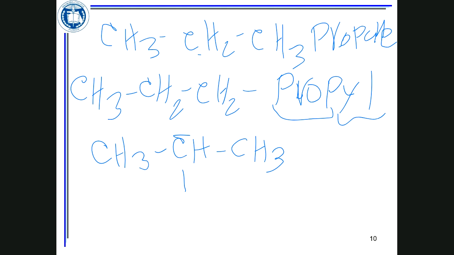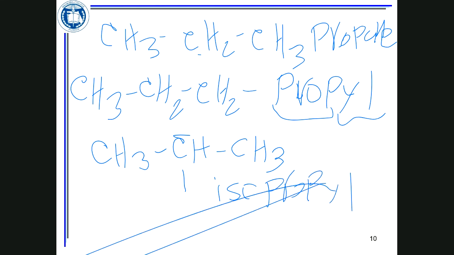So this is going to be iso. You have a total of 3 carbons, which is going to be pro. And it's missing 1 hydrogen, which is going to be yl. So we have isopropyl. Isopropyl, if you have a 3 carbon branch that is attached from carbon number 2.